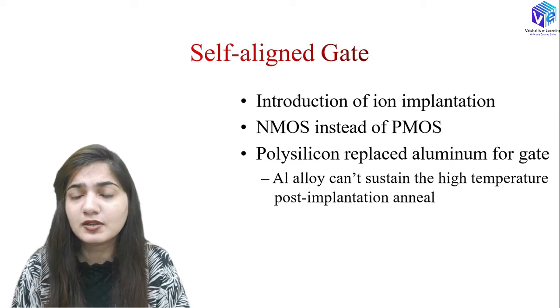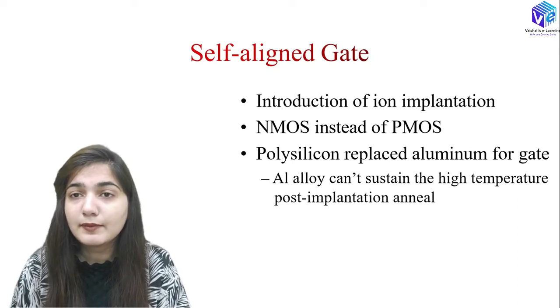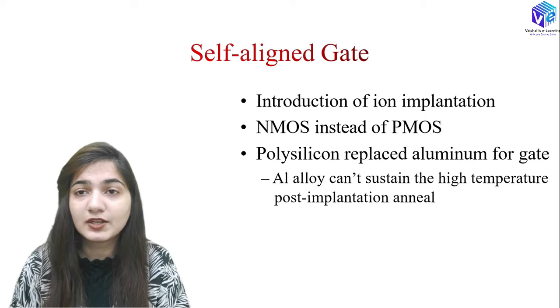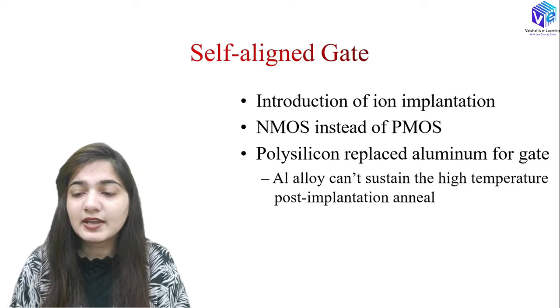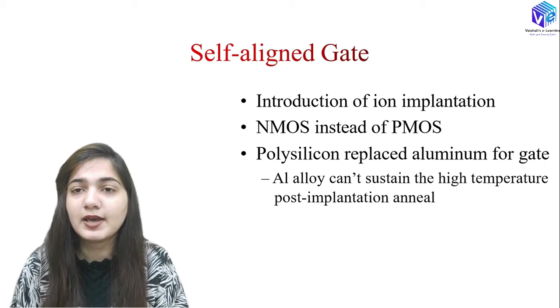But if I am using the aluminium, in that case what will happen? Aluminium will melt down. I will not be having the metallization of the gate, and for this reason I can use the polysilicon, which has a high melting temperature as compared to the aluminium.